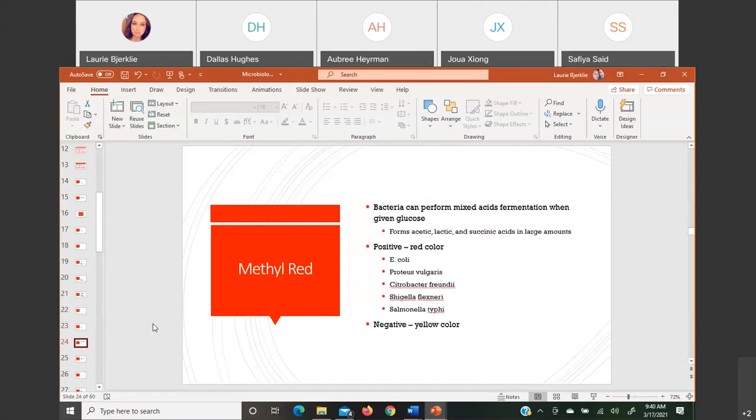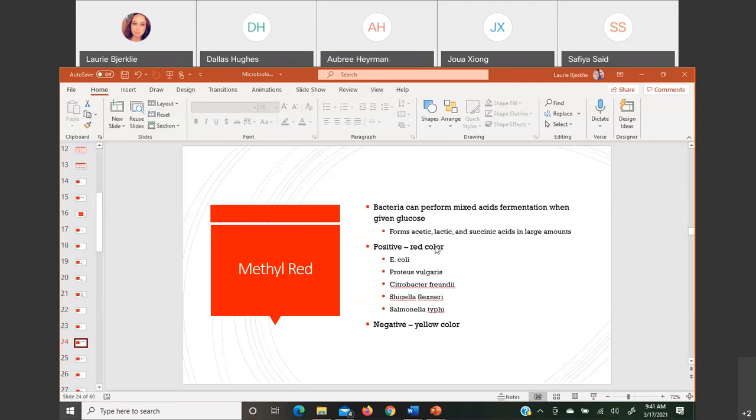Methyl red. Now, I'm going more in depth on these than I did in class originally, just because I want you to have this background for boards. Methyl red basically means that if a bacteria can do this, it can perform mixed acid fermentation when given glucose. So it can ferment acetic, lactic, and succinic acids in large amounts when they have glucose.